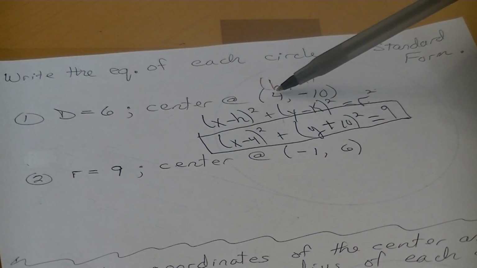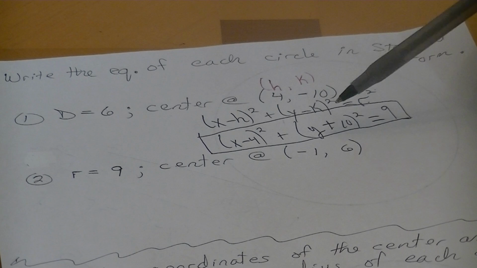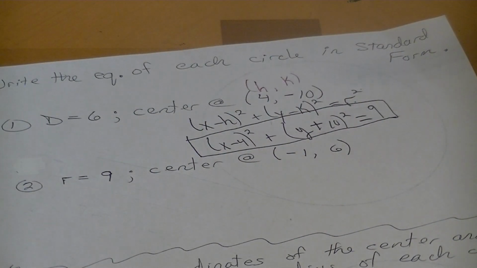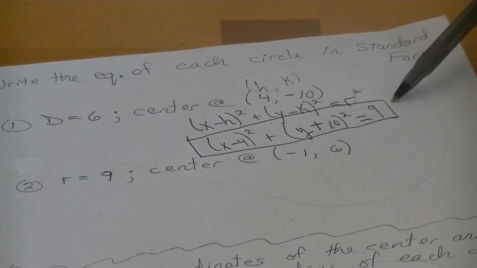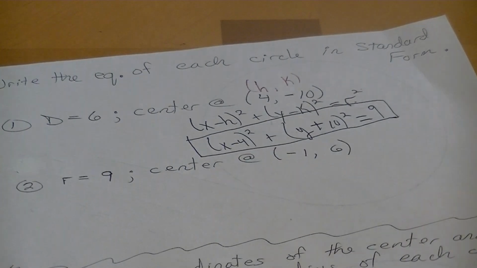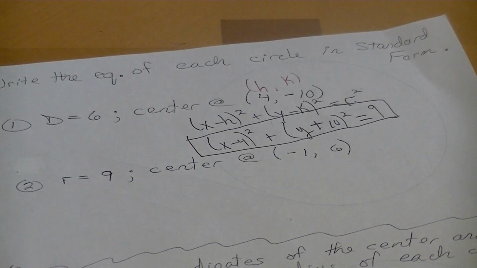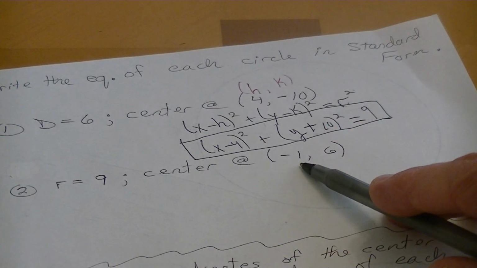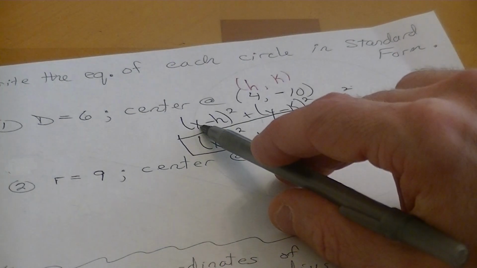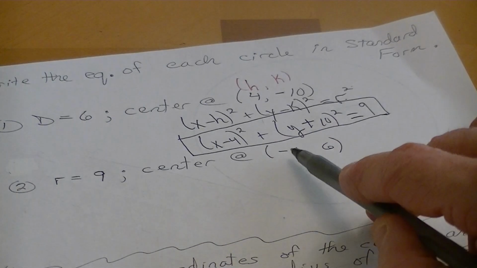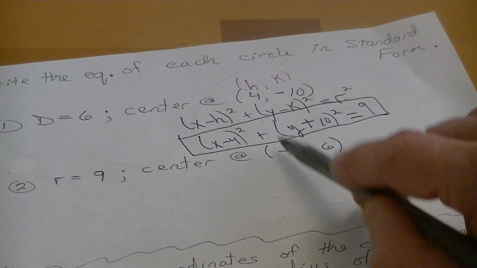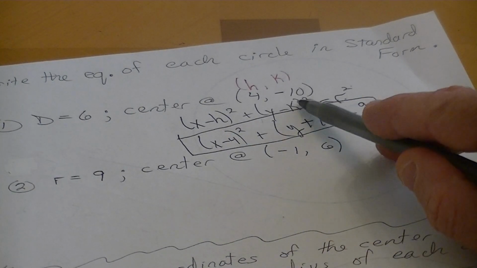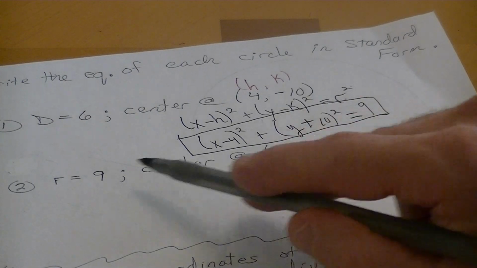If you were to plot a circle with this center point and make a radius of 3 or a diameter of 6, this would be the equation of that circle. And all the points on that circle, all those ordered pairs, the x's and y's, would fit into this equation. Another one, radius 9, center -1, 6. So looking up here, all I need to do is fill in this h value here, this k value here, and my radius is 9.